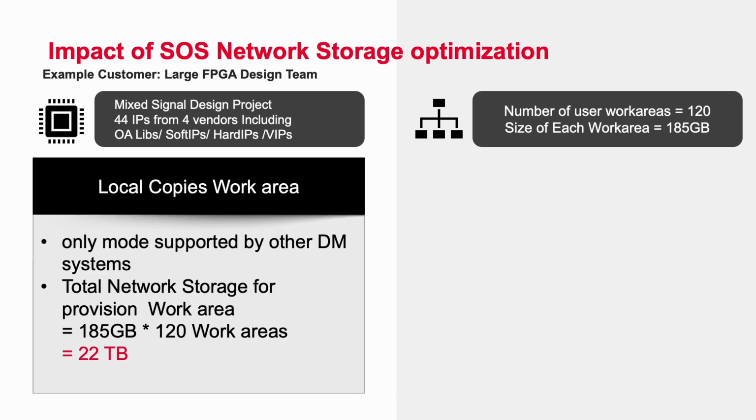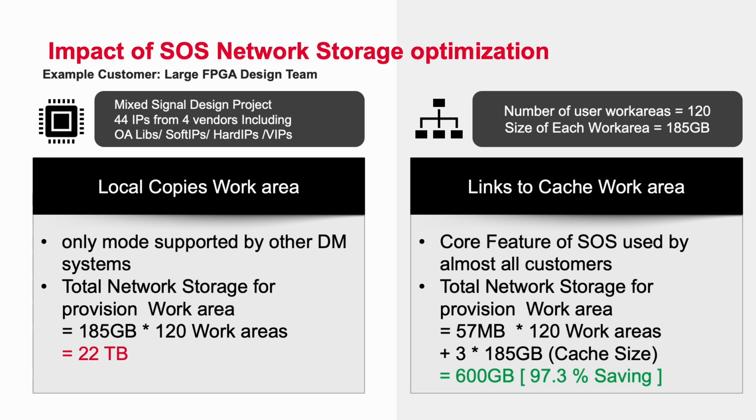Now, in a traditional system, you are looking at a total network storage of 185 gigabytes times 120 work areas, which is like 22 terabytes. And that's a lot of network storage. So if you used SOS, and all our customers use this core feature, which is called links to cache work area. And you can also go one step further and use the sparse populate features that I was talking about earlier.